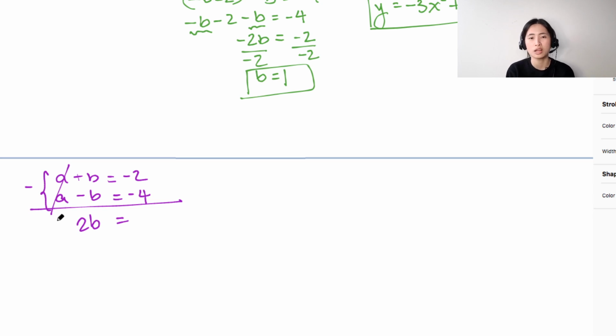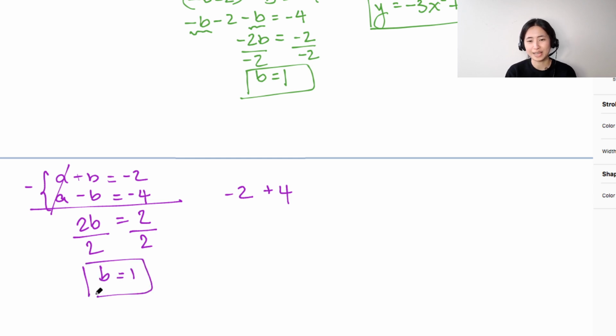So negative 2 plus 4 is negative, what did I just say? Okay, negative 2, and then you have plus 4. So it's actually positive 2. Again, negative 2 minus minus 4 is going to be positive 4. So that's why b is in fact 1. So b is 1. Okay, great.